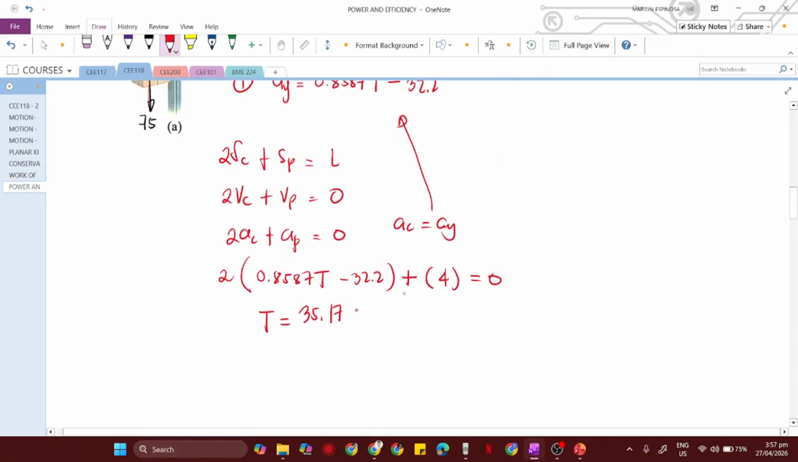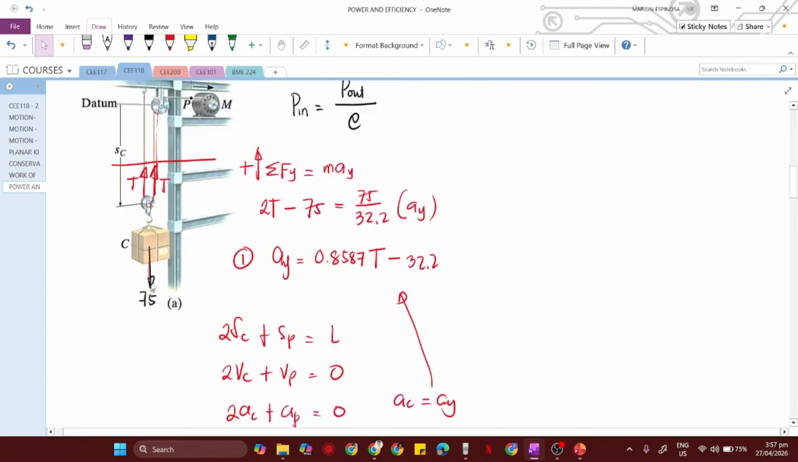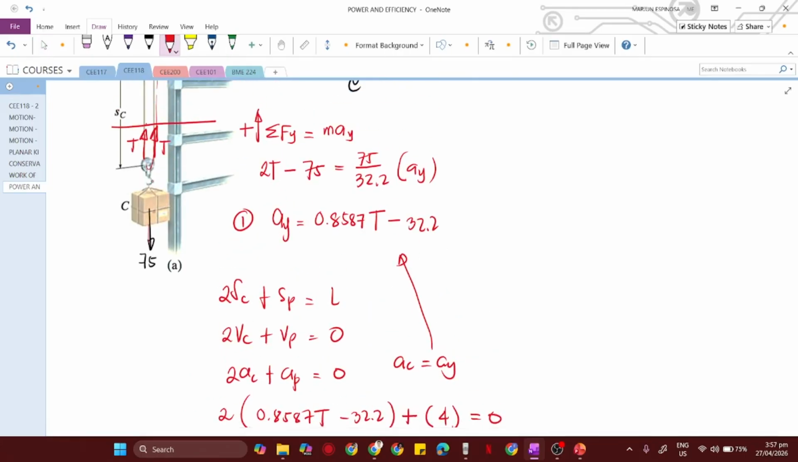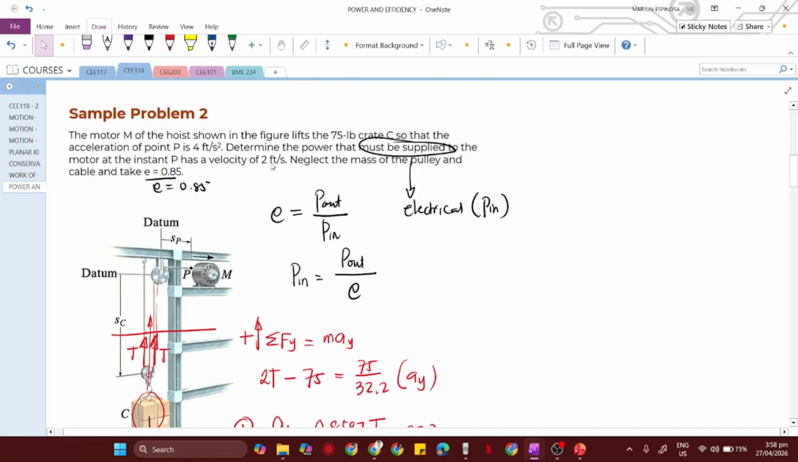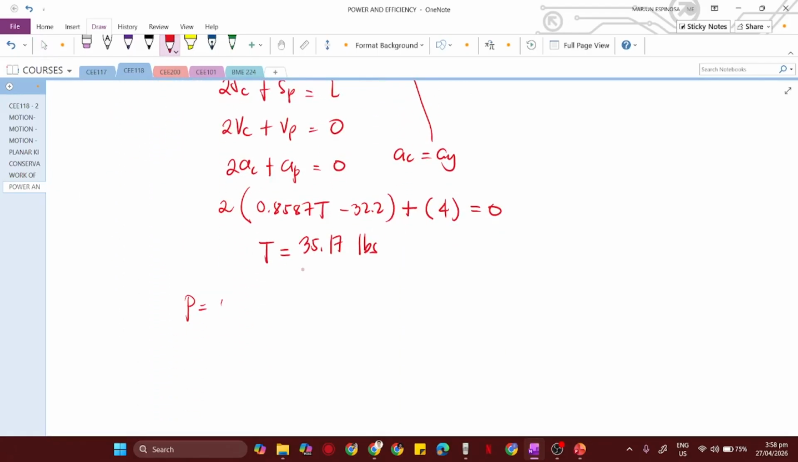Okay, that is pounds. If we have now our tension, anong tanong dito? Okay, so yung power na required, ito yun. Power that is required, so mangyari niyan, we need this tension tapos yung velocity. Velocity is already given in feet per second. So, in this case, tension times velocity. Yan yung magiging power natin na required. Okay, tension is equivalent to 35.17 pounds.